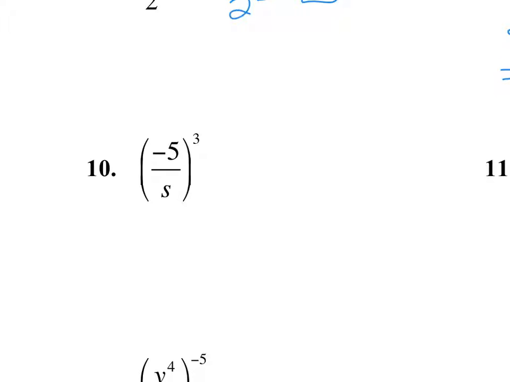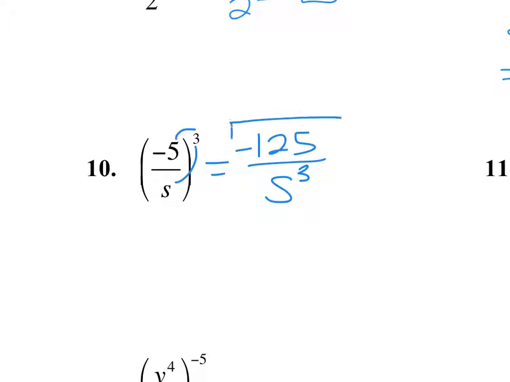This one right here, same thing. We just have a division, but they both get raised to the 3rd power. So negative 5 is going to be to the 3rd, and s is to the 3rd. This is one of those problems where you probably don't need to show work. What's negative 5 to the 3rd power? Negative 125, and then s cubed. Is there anything else I need to fix here? No, everything's fine. It doesn't have a negative exponent, and s to the third is great too.